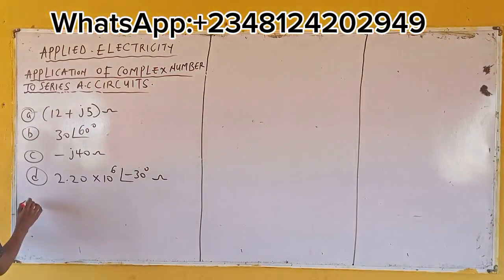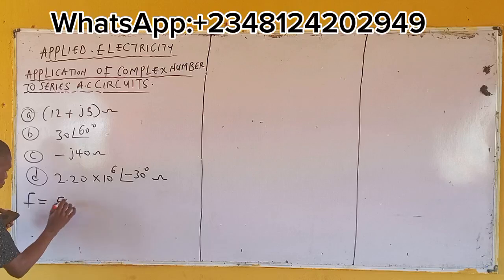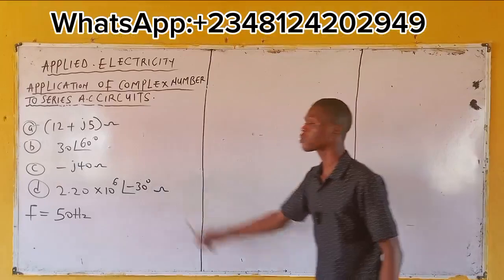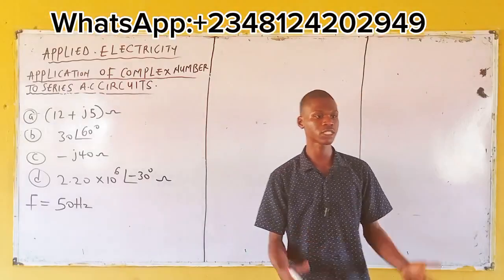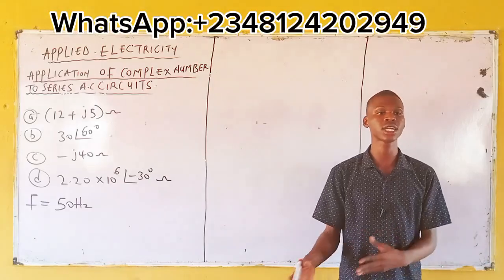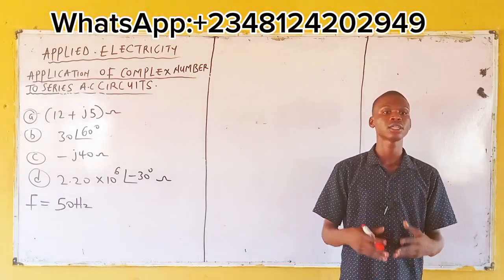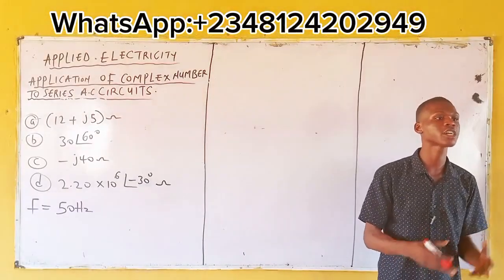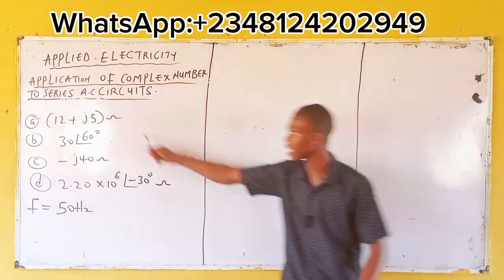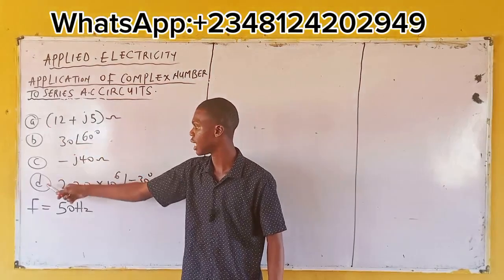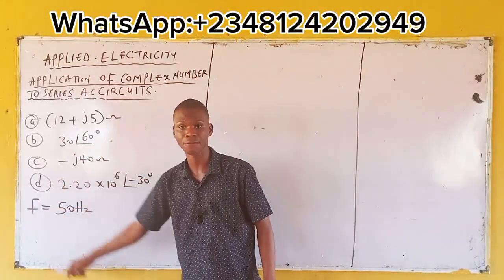Assume the frequency is equal to 50 hertz. Our question number one is to determine the value of the resistor and the series connected inductance or capacitance of each of the following impedances. These are the impedances. We are given four impedances here, A, B, C, and D. Then we are told to take f as 50 Hz.